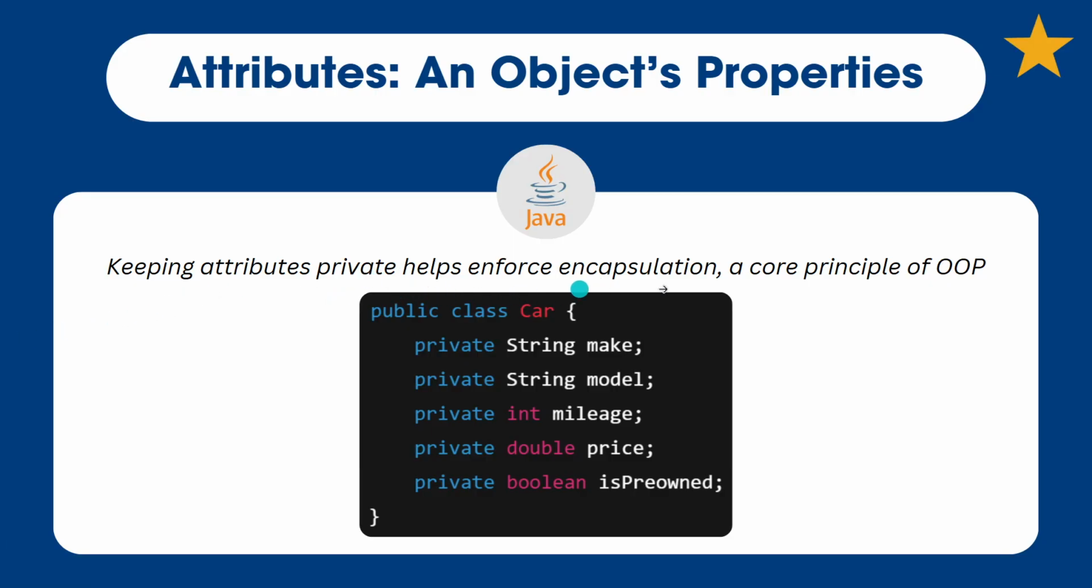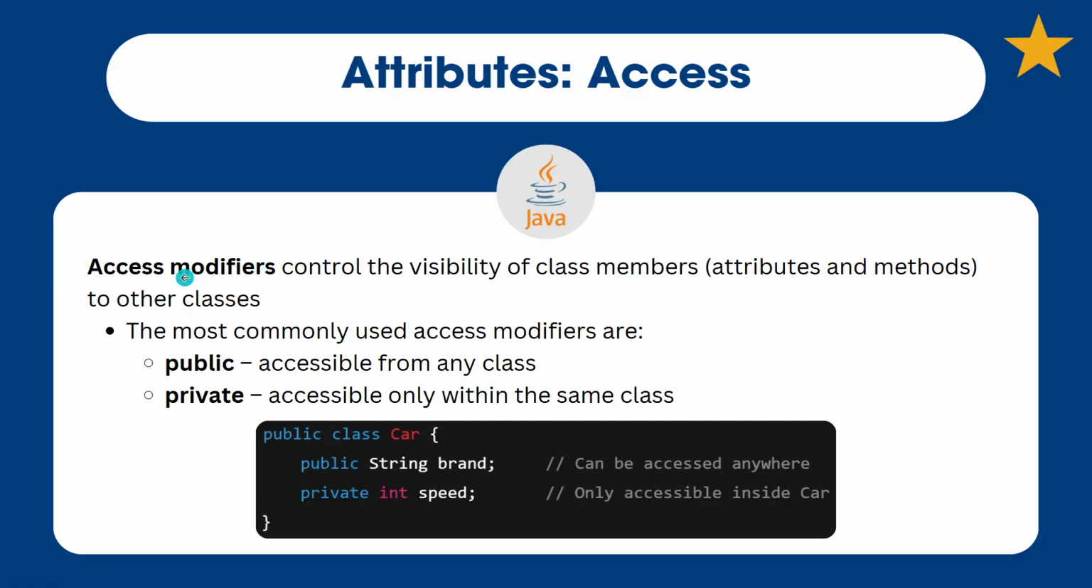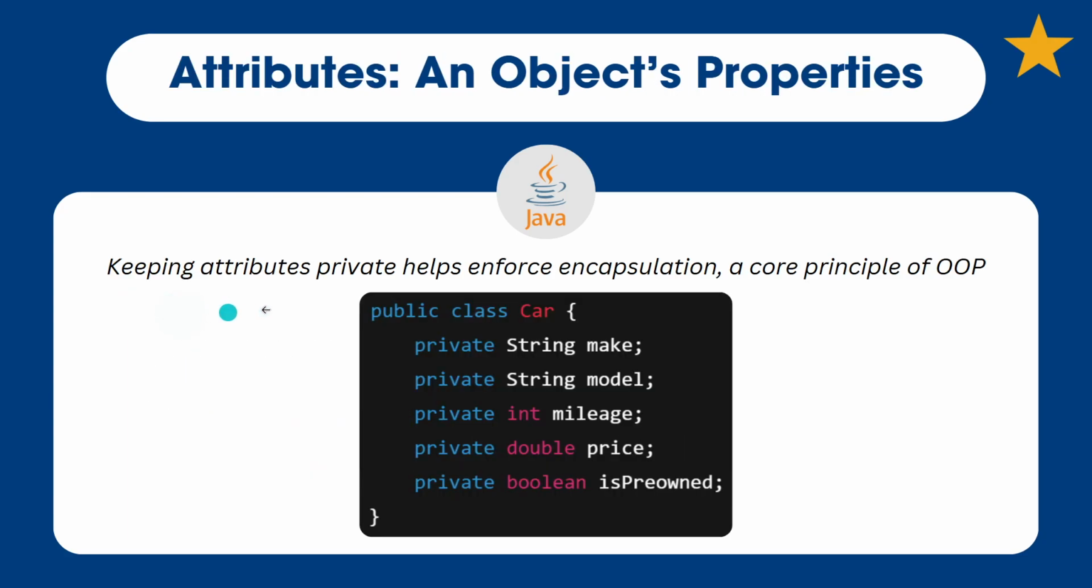Something we're going to cover in the next slides is related to access. I know we talked about making things public. We're actually going to cover why we make things private in Java. So keeping attributes private helps enforce encapsulation. Encapsulation is a core principle of object-oriented programming. So it turns out almost every single time when you're defining a class, especially for us that are just getting started, you're going to want to make those class attributes private. And we'll explain why over the next few slides.